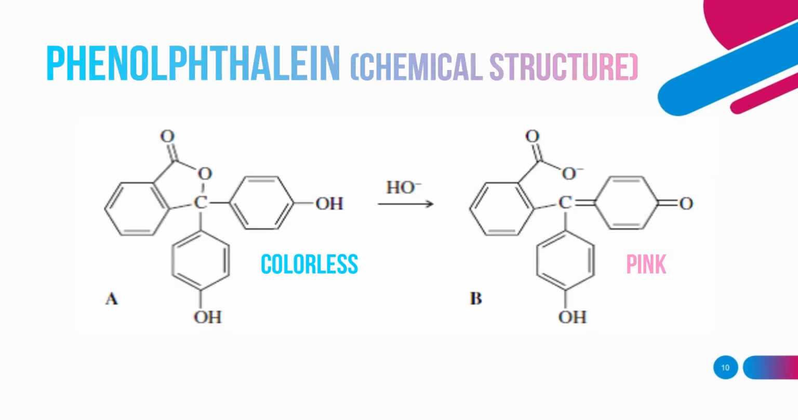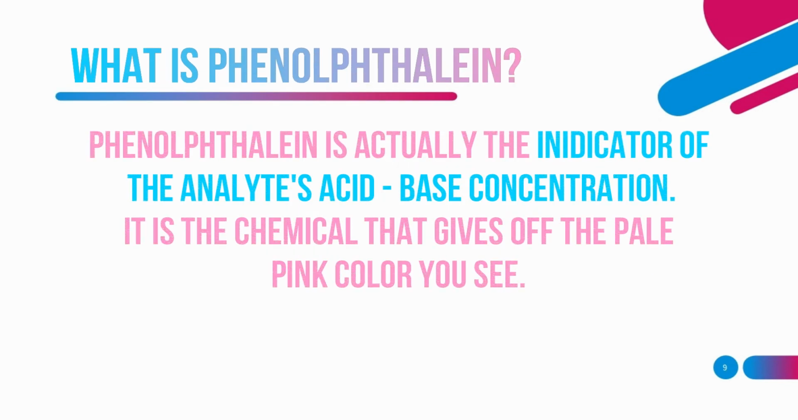Now what we see here is the chemical structure of phenolphthalein. What is phenolphthalein? Phenolphthalein is actually the indicator of the analyte's acid-base concentration. It is the one that gives off that pale pink color you see.